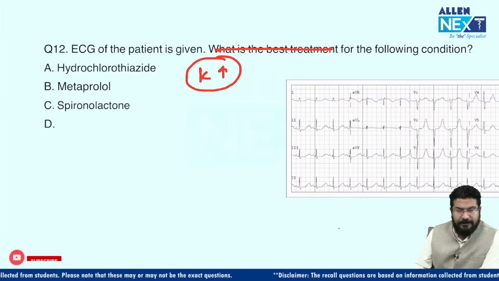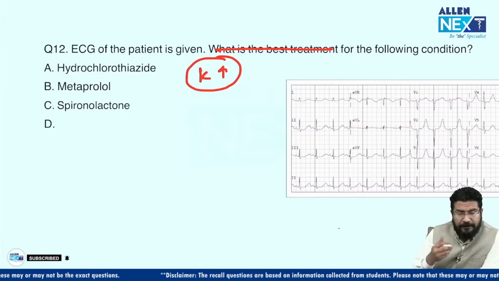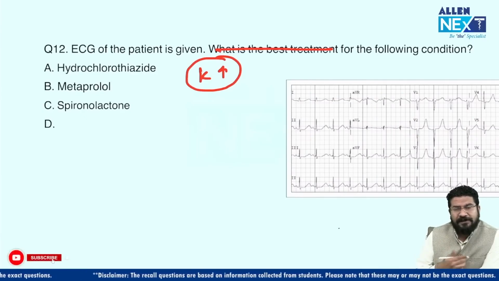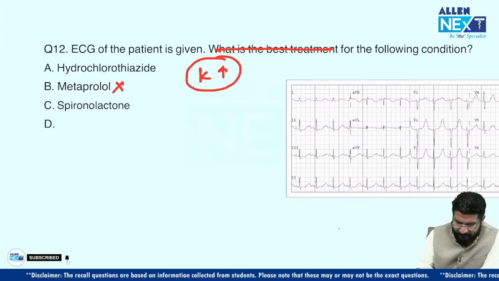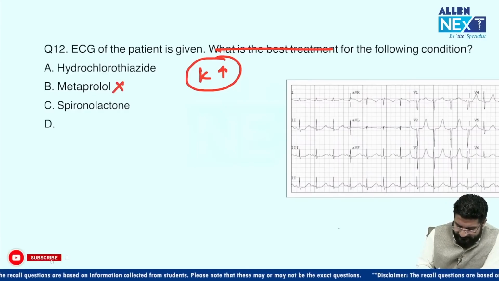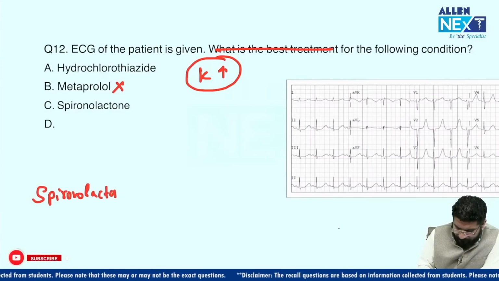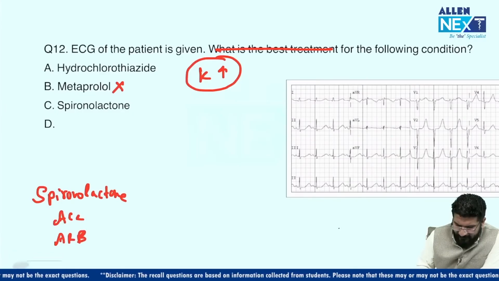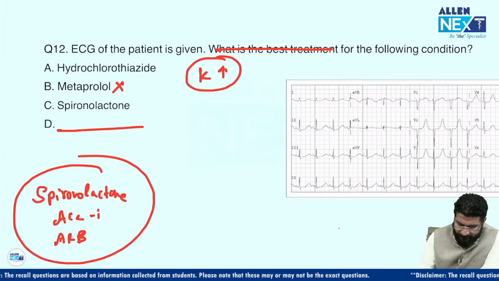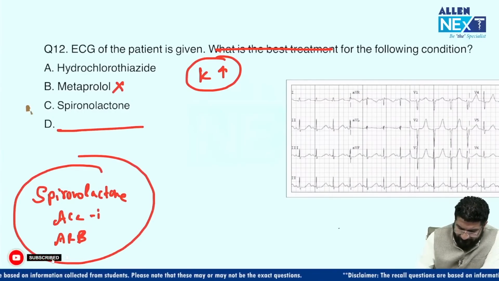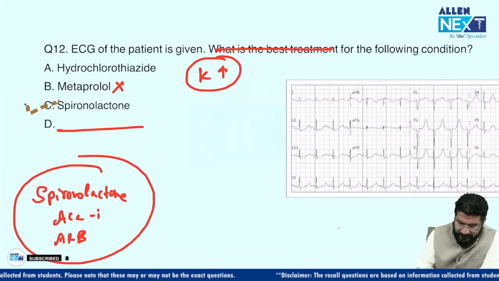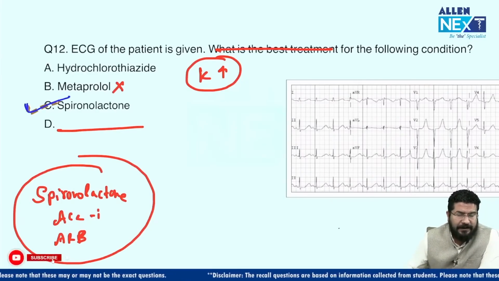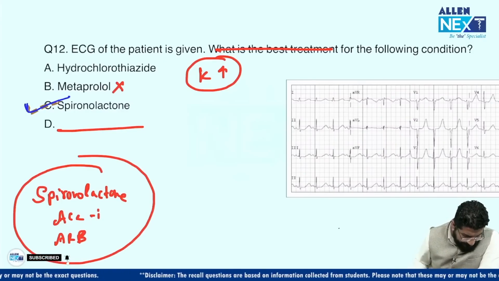So for hyperkalemia, generally diuretics cause loss of potassium, except potassium sparing diuretics. Metoprolol is a beta blocker. So generally remember this: spironolactone, ACE inhibitors, ARBs. ACE inhibitors and ARBs cause mild to moderate hyperkalemia. The fourth option I could not get. So the answer for this question should be spironolactone, because it's a potassium sparing diuretic, and this will lead to more potassium. That is why we get ECG changes like we see in hyperkalemia.